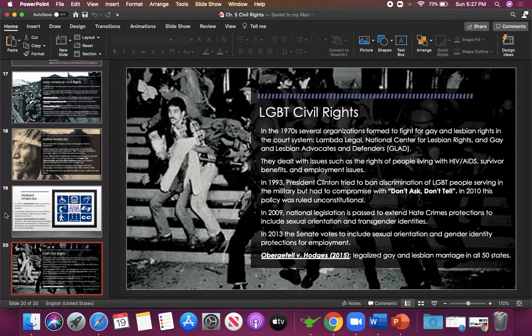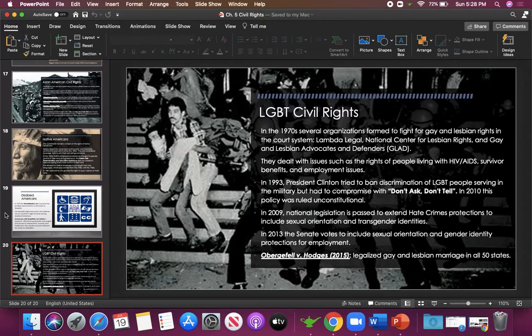And then LGBT civil rights, LGBTQ plus civil rights. The terminology is evolving and changing throughout time, but in the 1970s is where we see the beginnings of the civil rights movement for LGBTQ Americans. Now, it's not to say that LGBT people didn't exist before this. That's not the case. It's just that this chain of events really starts in the 1970s that causes an organization of LGBTQ people. So in the 1970s, we see the formation of several gay and lesbian rights groups. Lambda Legal, National Center for Lesbian Rights, Gay and Lesbian Advocates and Defenders. And this really starts as the result of an event known as the Stonewall Riots.